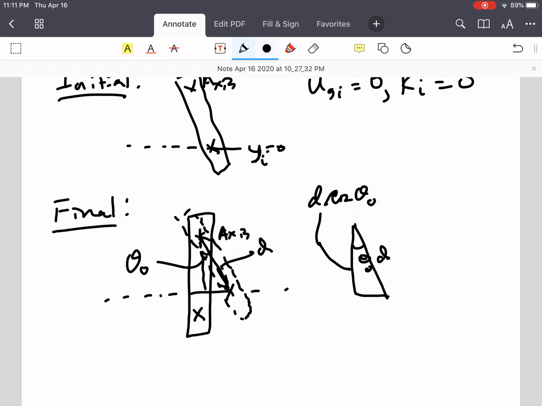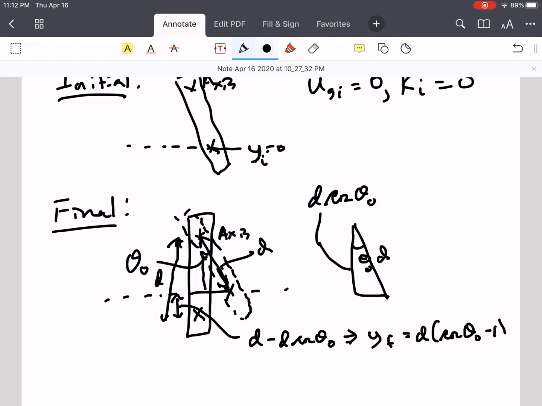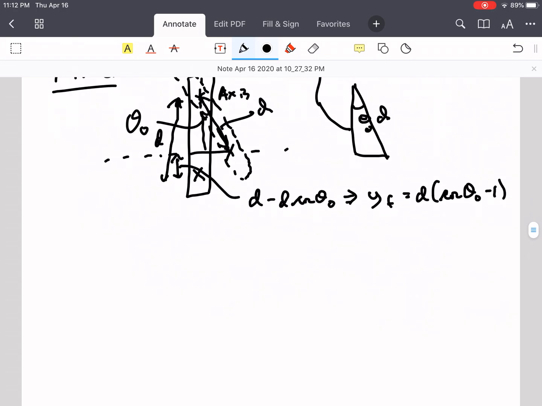That's the initial angle. And that means the amount of leftover distance, since I know that this whole distance here is also d, this little leftover is d minus d cosine theta 0. Or in other words, y final is negative that because it's down by this amount. So that's d times cosine theta 0 minus 1. And now we can just go ahead and plug this in. So the final gravitational potential energy is mgy final, or mgd times cosine of theta 0 minus 1.